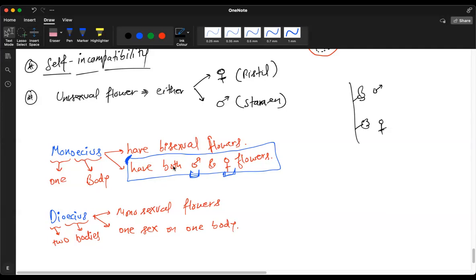Would you like to write this? Write it down. It is the ability of the pistil to recognize the pollen of the same species through chemical interactions between the pollen cell membrane and the cell surface receptors of the pistil. Pollen cell membrane and cell surface receptors of pistil. Okay.